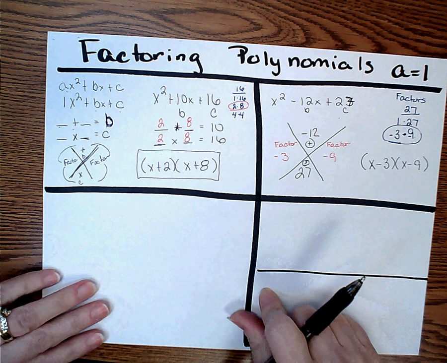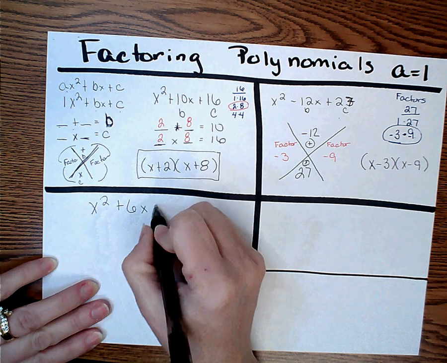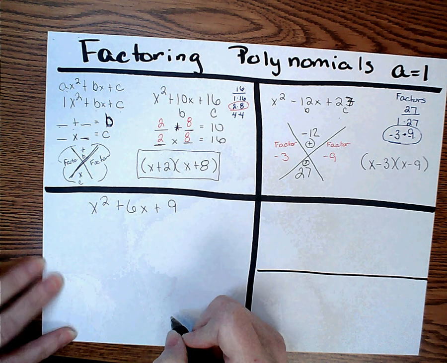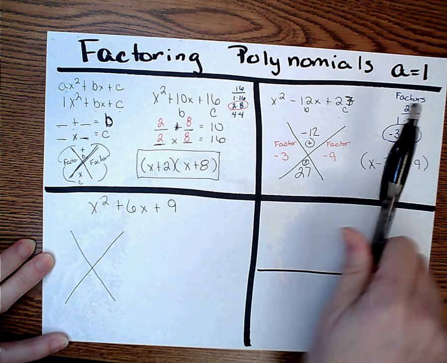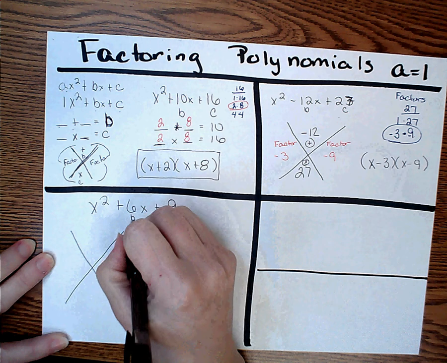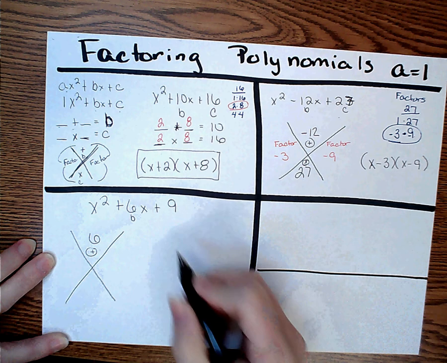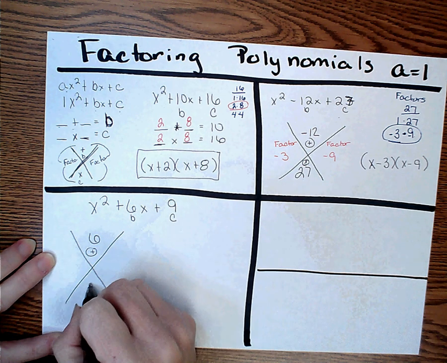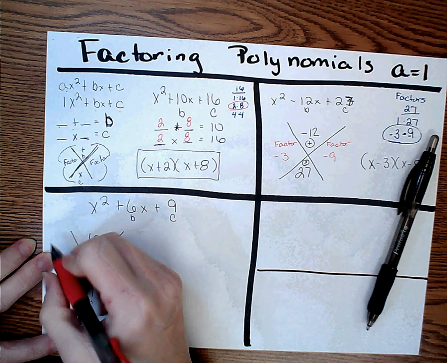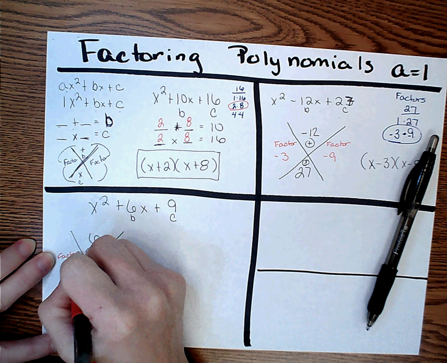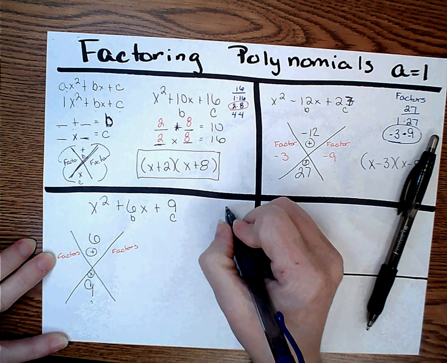Okay, let's look at a fourth example. I want to do x squared plus 6x plus 9. Let's do the x factor one more time and see if it helps you guys. So again, my b value is 6, so it's going to go on the top. So the numbers have to add and give me 6. My c value is 9, so I'm going to put it on the bottom. And so I need to multiply here. And so now I'm looking for factors of 9. So factors of 9.